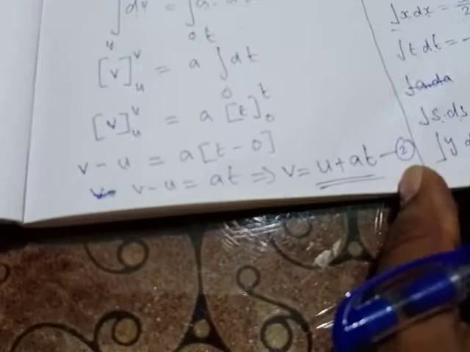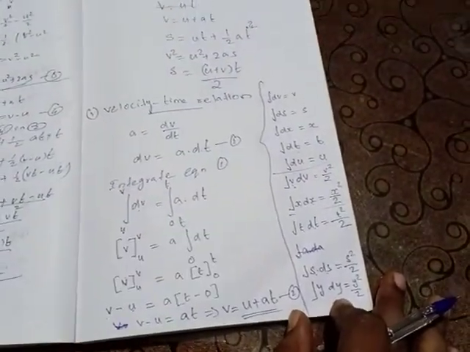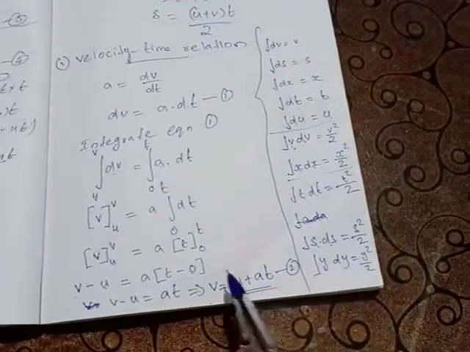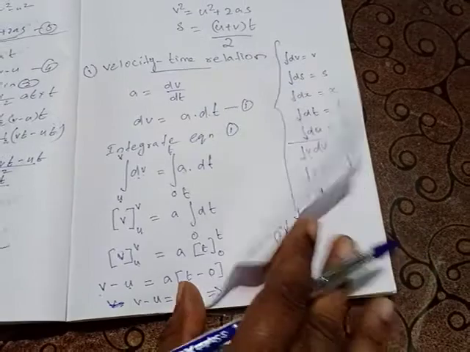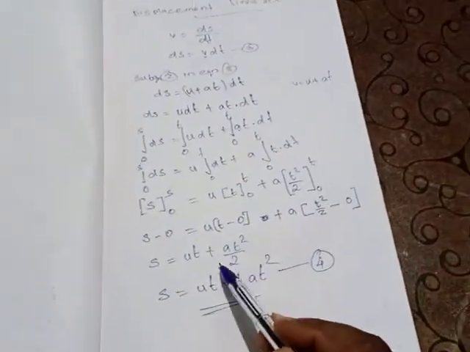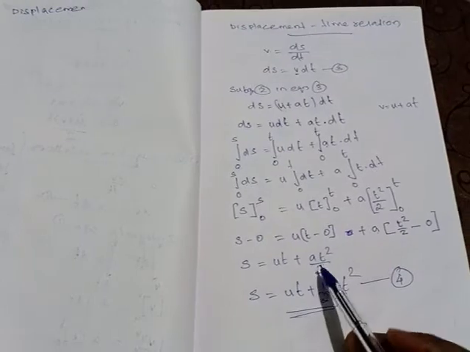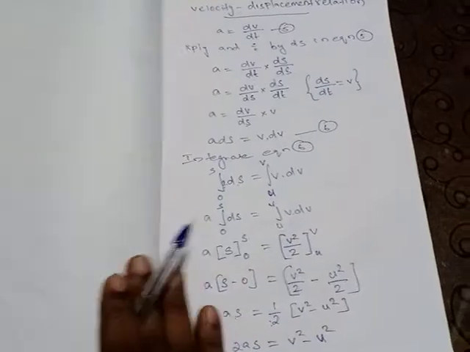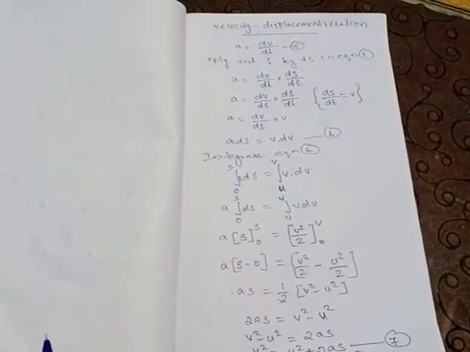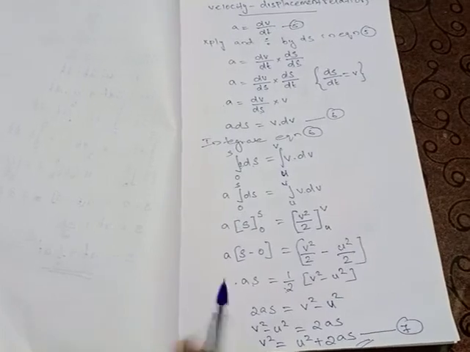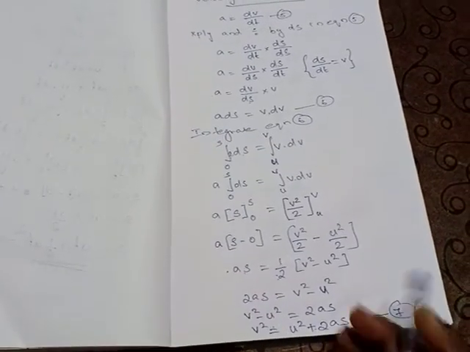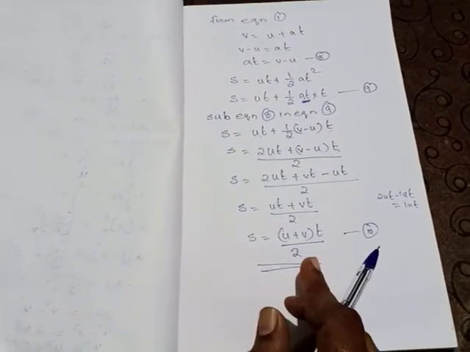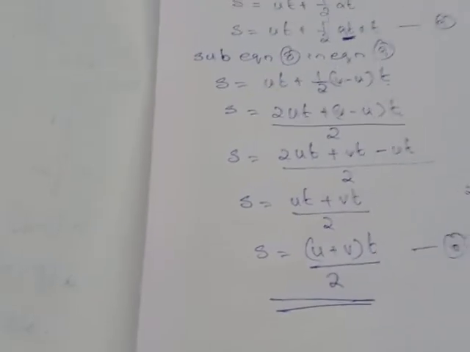You see, first equation is this one, velocity time relation, v is equal to u plus at. Second relation is displacement time relation. So you see, S is equal to ut plus half at square. Third equation is velocity displacement relation. There we got v square is equal to u square plus 2as. Then the last equation is S is equal to u plus v into t divided by 2.